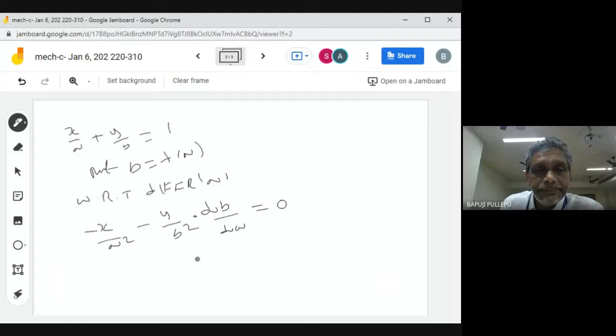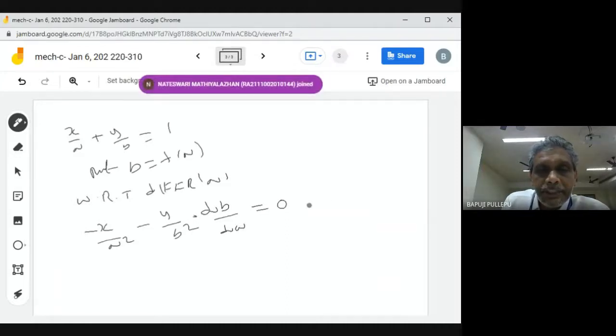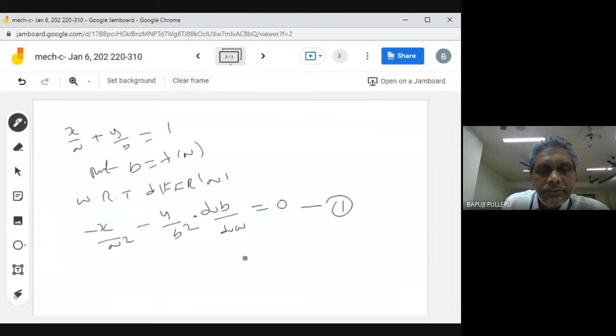Correct? Any doubt? Yes, sir. Minus x by a means minus x by a square, minus y by b square. b is a function of a, so db by da is equal to 0. Now the condition, you can see what is my condition: a power n plus b power n is equal to c power n. This also differentiate with respect to a.